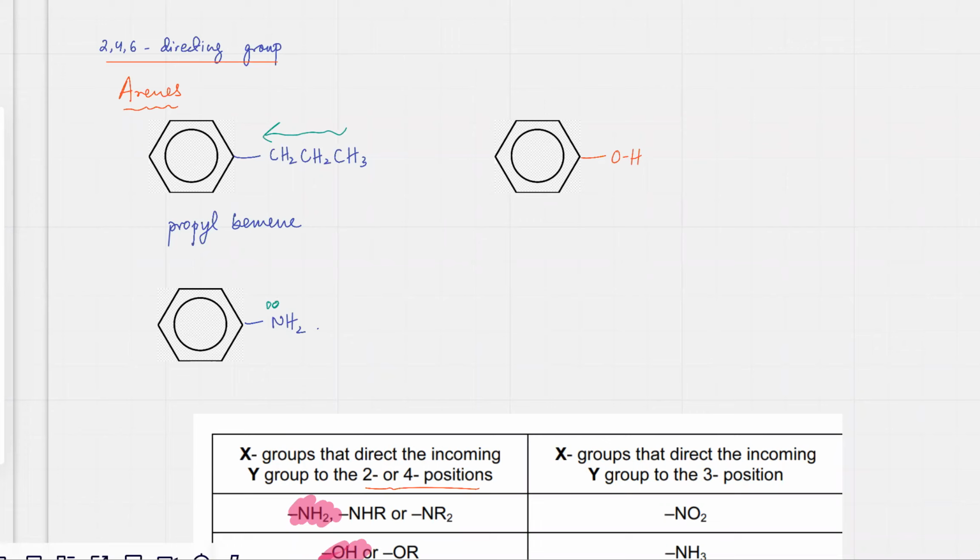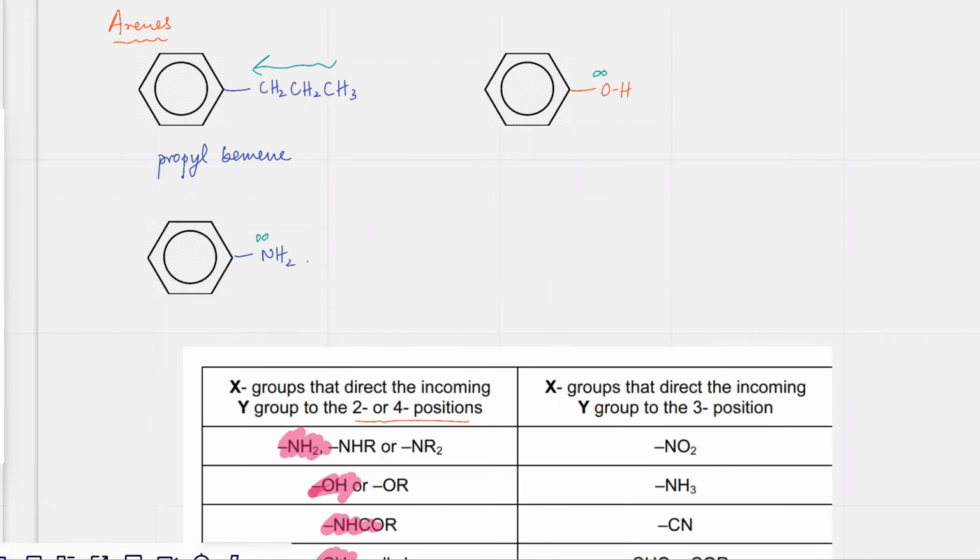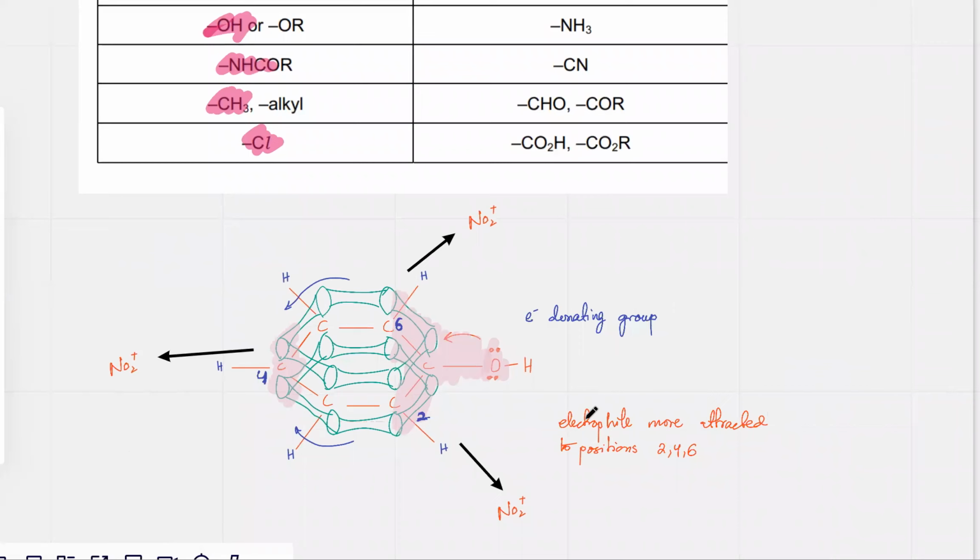Same case over here. N has these lone pairs and oxygen also has these lone pairs. So the lone pairs overlap with benzene's electron cloud, like over here, and the electron density becomes greater at position 2, 6, and position number 4. So any electrophile would therefore be more attracted to positions 2, 4, and 6.